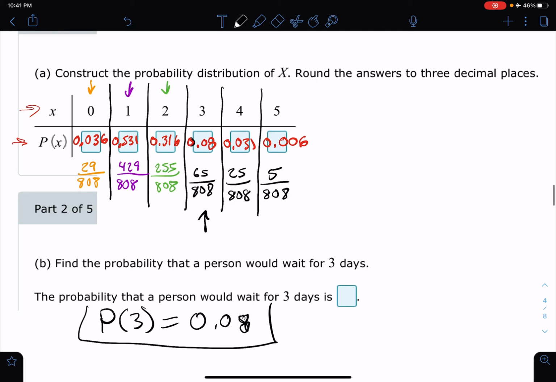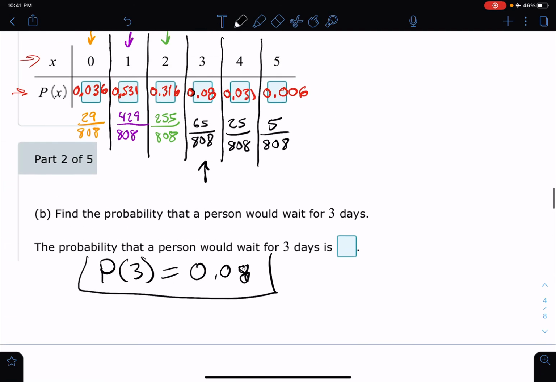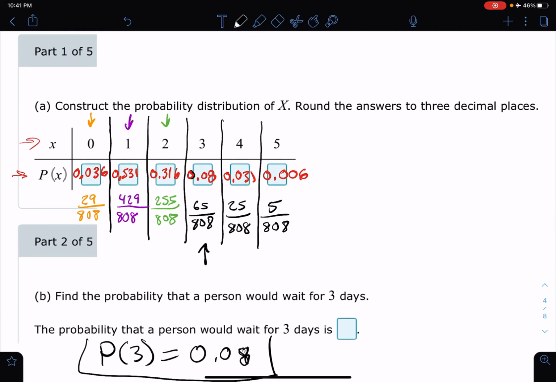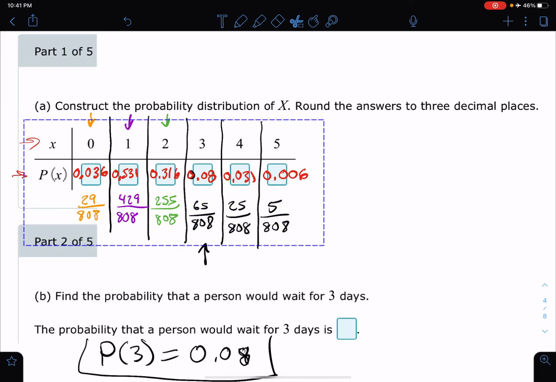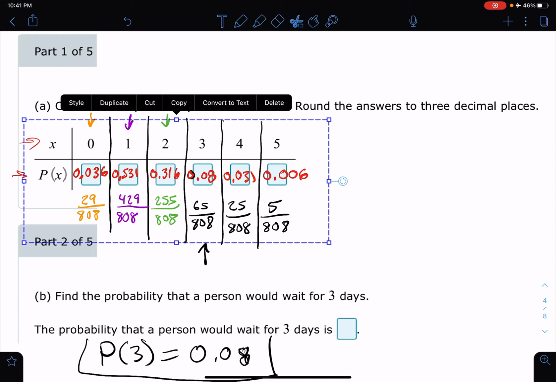0.08 done. Okay, what's the next one? So I think what I did was I left some space so I can cut and paste this thing. I think I'm getting trickier and better, but I might actually screw this up. I don't know. Let's see. Uh-oh. Can I copy it? Yes, copy.